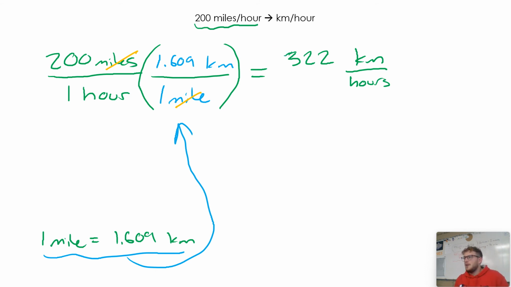So even though it looks a little bit different because now it's a rate, the setup is still the same. You just put the rate, whatever it is, underneath. So 200 miles per hour is 322 kilometers per hour, and that's the setup.